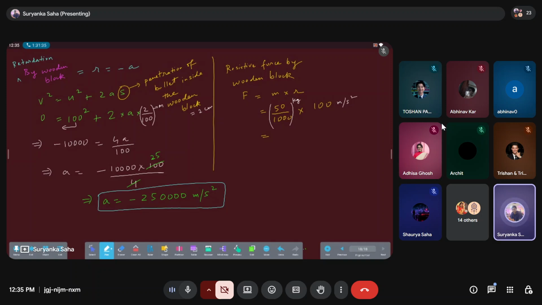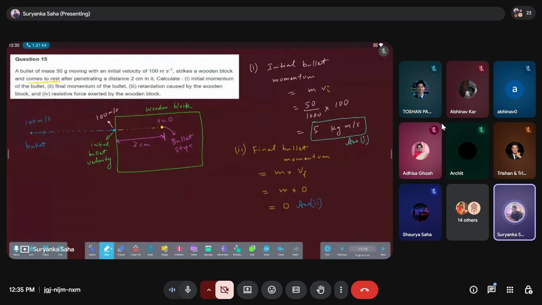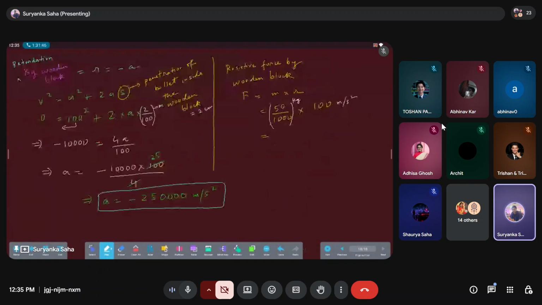So this is the value of acceleration. So now we are going to put this value over here. So retardation, we are asked for finding retardation, no? Retardation caused by the wooden block. So retardation, therefore retardation caused by wooden block will be 251,234 meter per second square.